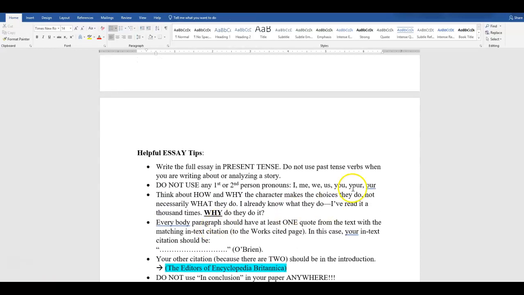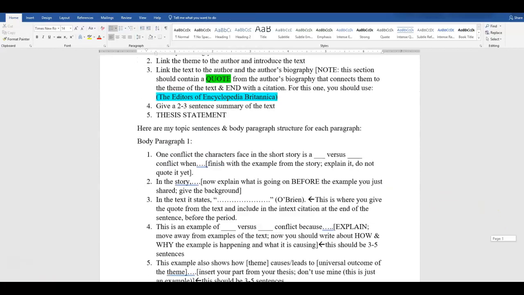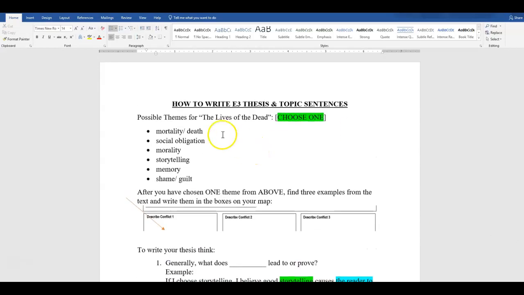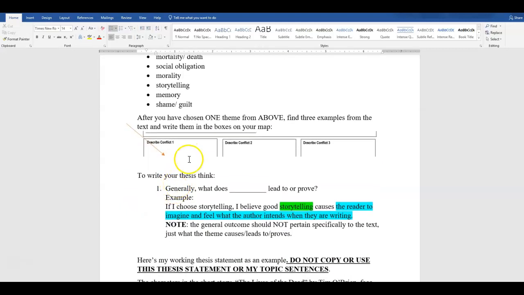All right, let's look at the how-to-write sheet. Thesis statement first. Your possible themes for The Lives of the Dead are mortality and death, social obligation, storytelling, memory, and shame or guilt. After you have chosen one theme from above, you need to find 3 examples from the text and write them in the boxes on your map.